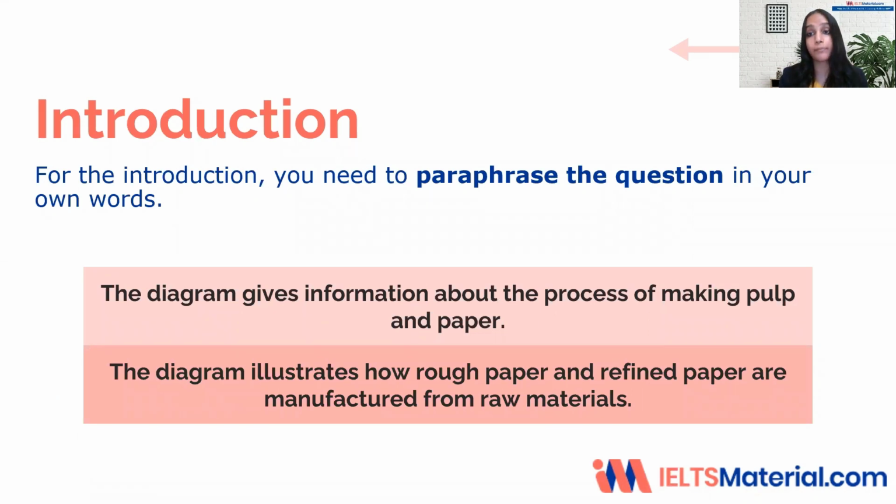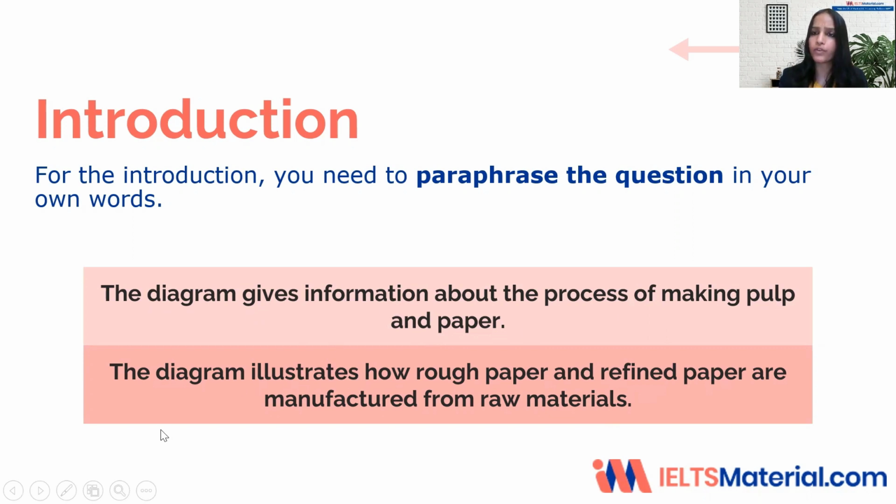So let's see how we have paraphrased the question here. The question says, the diagram gives information about the process of making pulp and paper. Now let's see the paraphrased form. The diagram illustrates how rough paper and refined paper are manufactured from raw materials. So gives information is changed into illustrates.